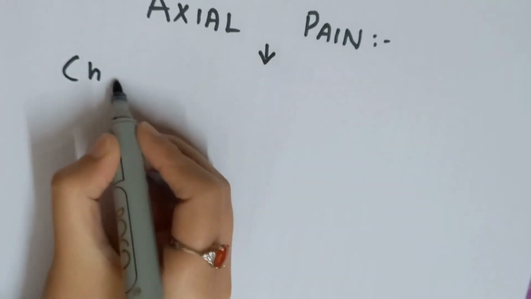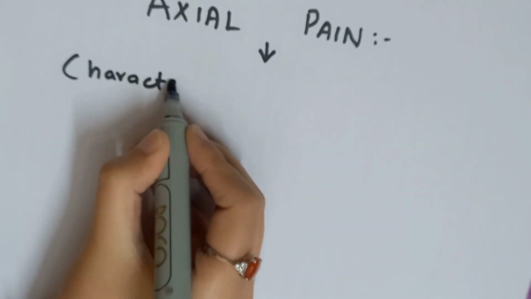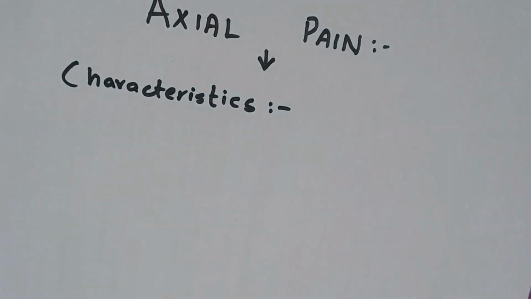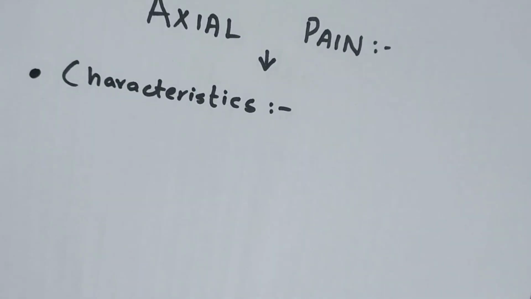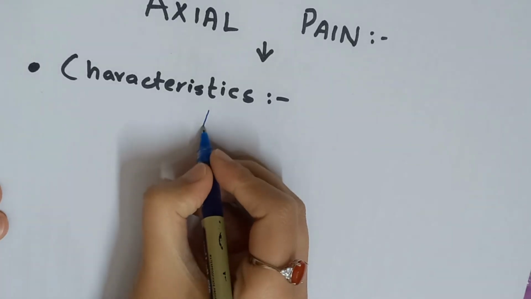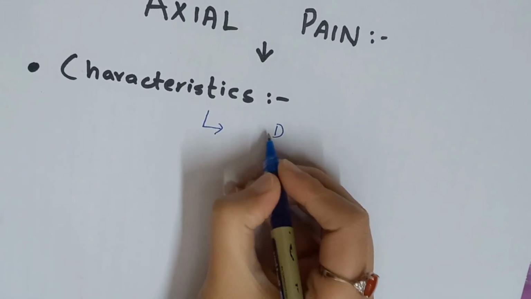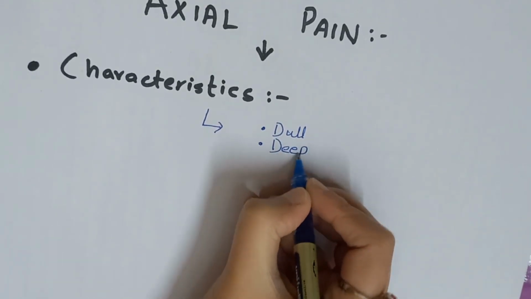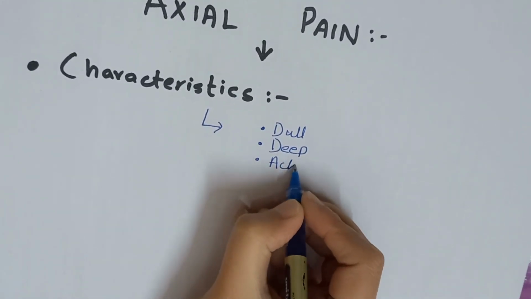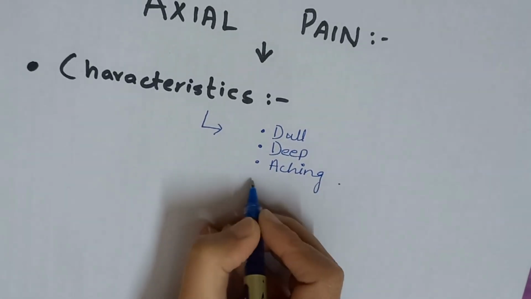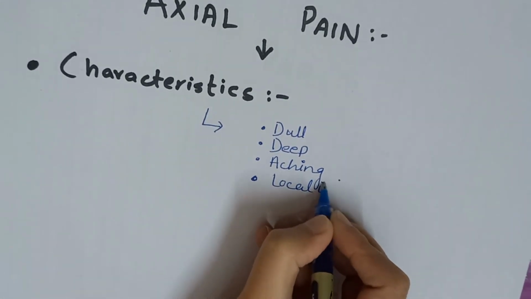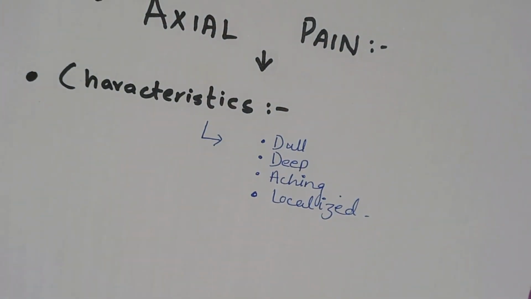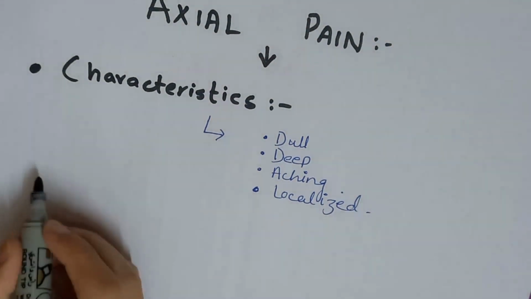Let's talk about the characteristics of the axial pain. So the characteristics of axial pain are dull, deep, aching, plus localized. So these are the four characteristics of the axial pain, including dull, deep, aching, and localized pain.